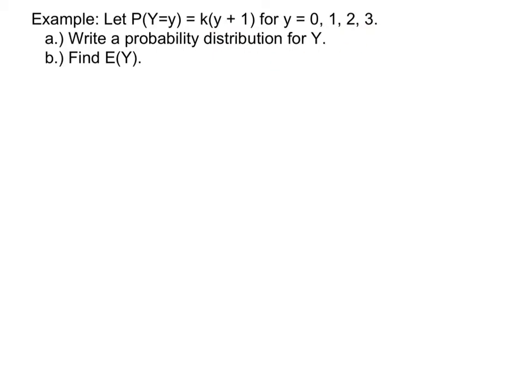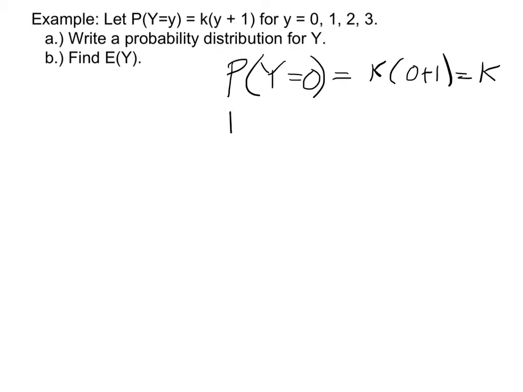So for instance, if we wanted to know the probability that the event Y was equal to 0, well, we would plug in 0 for Y. K times 0 plus 1, well, that one is apparently K. What about the probability that event Y is 1? Well, we plug in 1 for Y. That's K times 1 plus 1. So that one's apparently 2K. If we continue that process, plug in 0, plug in 1, plug in 2, and plug in 3, we should be able to write out the probability distribution.